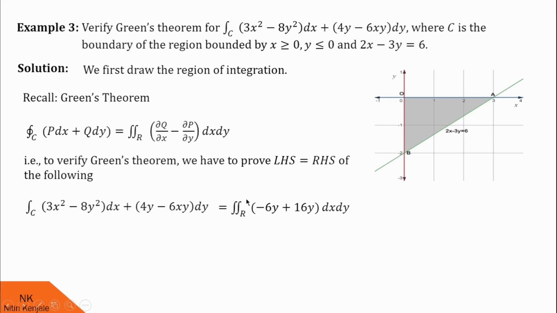Look at this integrand. It is nothing but ∂Q/∂x. This is our Q. So its derivative with respect to x would be minus 6y. And this is our ∂P/∂y. Let us differentiate P with respect to y. You will see its value is minus 16y. So this minus minus becomes plus 16y. After simplifying which, we get the double integration of 10y dx dy. Let us label this as equation number 1.